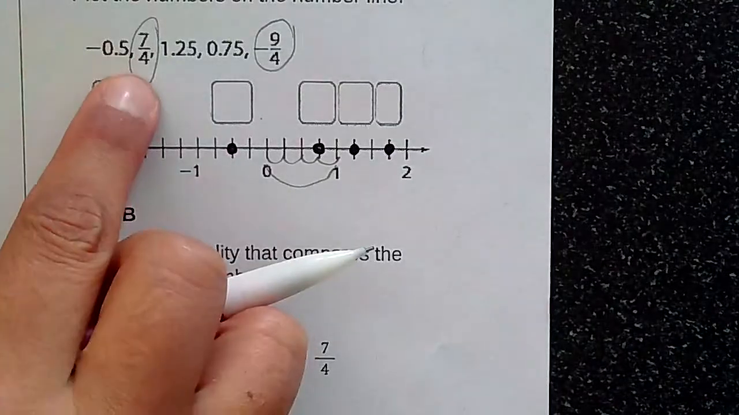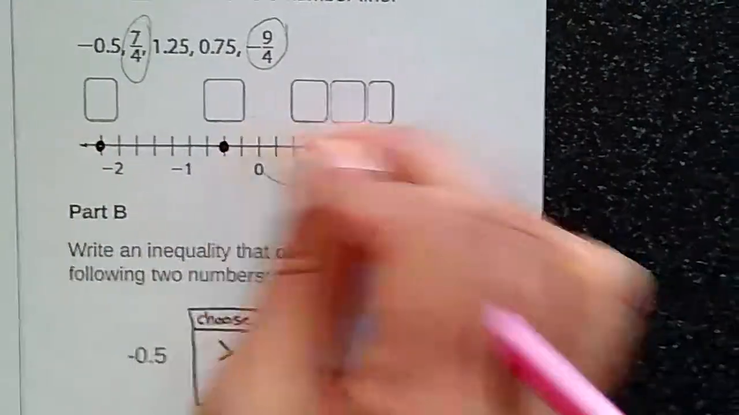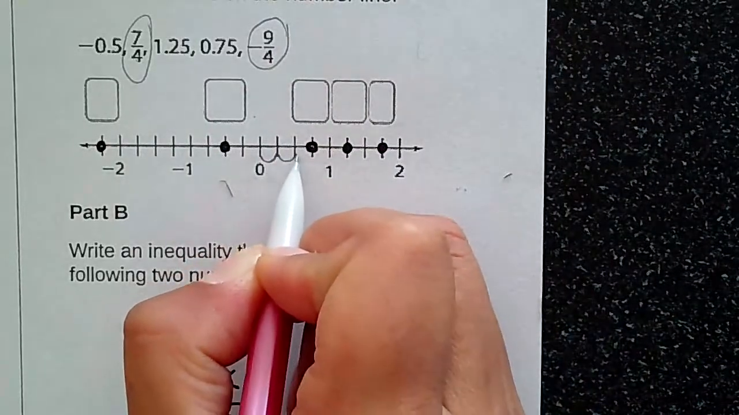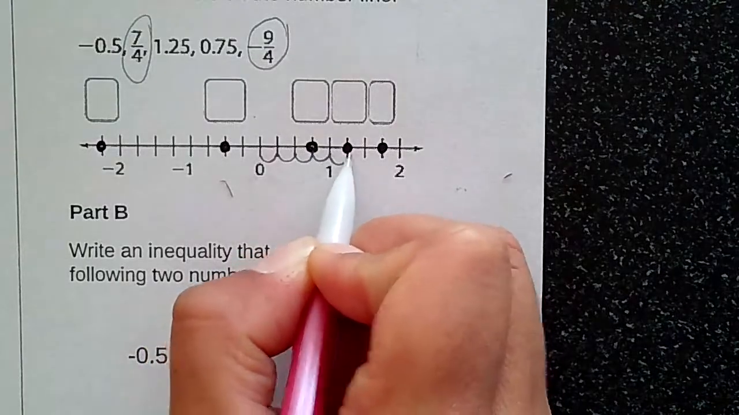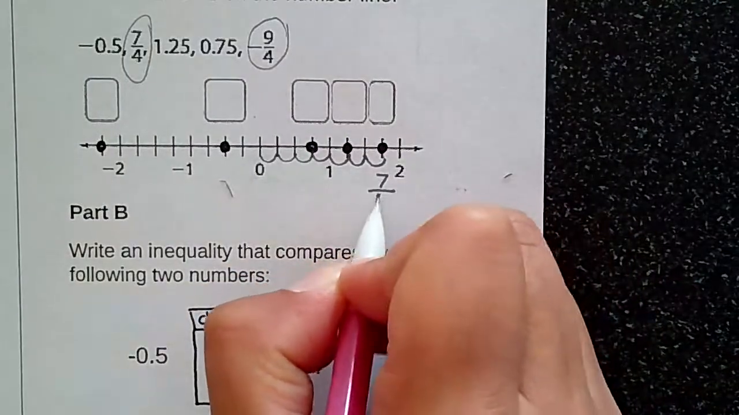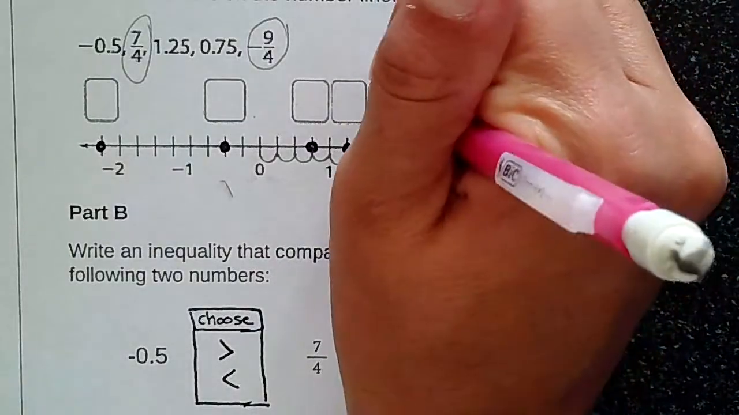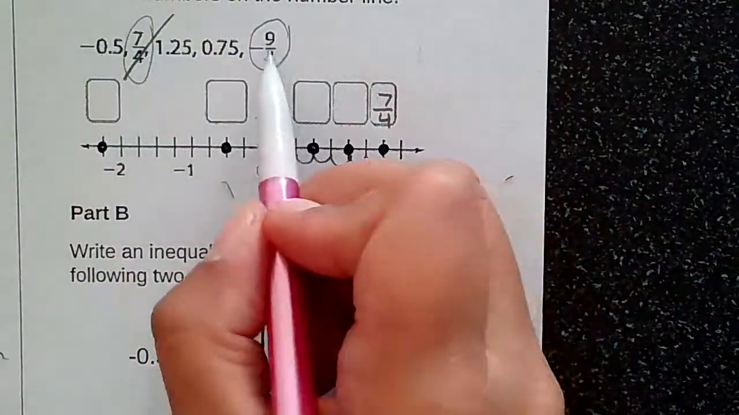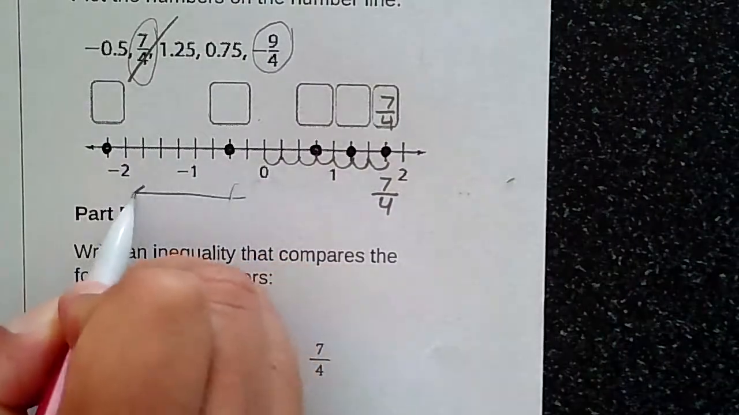So I'm going to start with the positive 7/4. So I'm going to start at 0 and I'm going to count 7. 1, 2, 3, 4, 5, 6, 7. That is my 7/4. And when I go to write the answer, I'm going to put it right. Oops, I should have put it right above here. 7/4. Cross it off. On to the next one. Now I'm going to go to -9/4. Remember, negative is to the left of the 0.